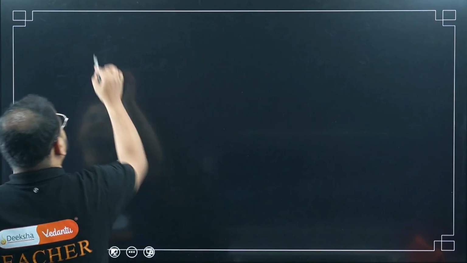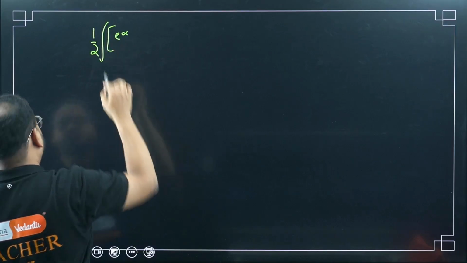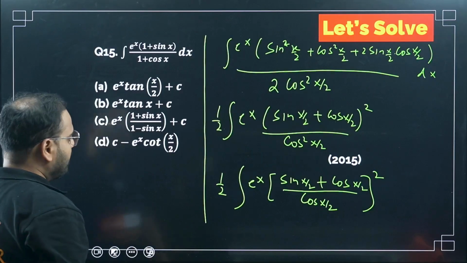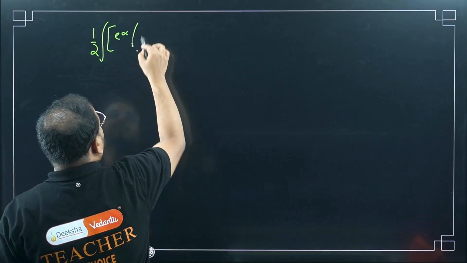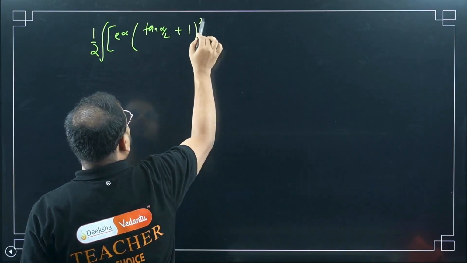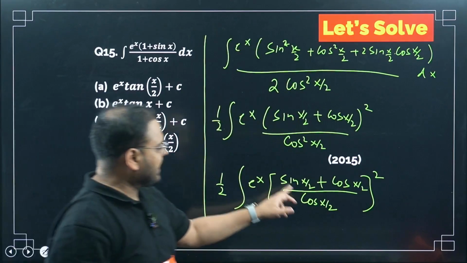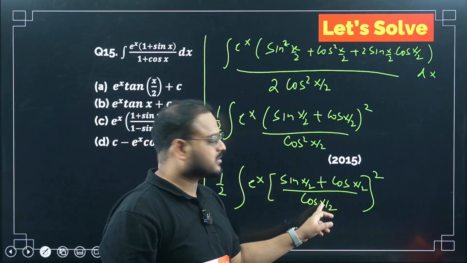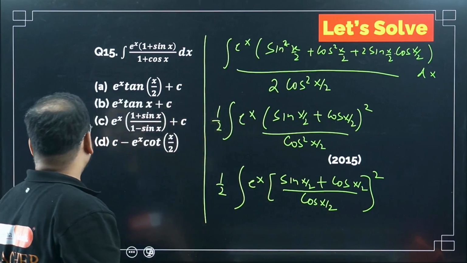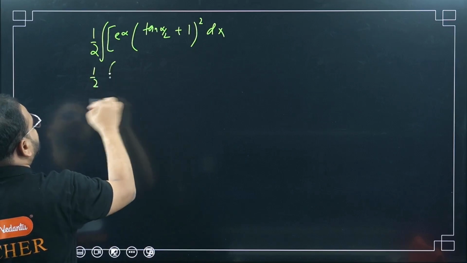Okay, so I can write this as, please have a look, next step, 1 by 2 e power x. This is in the integration only. I get it as tan x by 2 plus 1 the whole square, dx will be there. Please check. Sin by cos will be tan, and cos by cos will be simply 1. So I get tan x by 2 plus 1 the whole square. Apply the whole square formula. I get 1 by 2 integration of what?